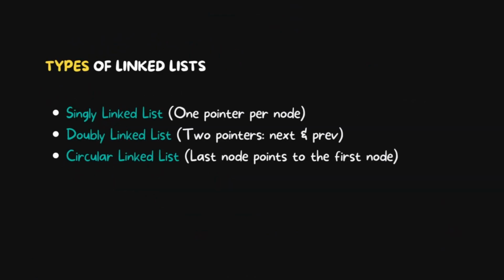There are three main types of linked list, each with different behaviors. The first one is the singly linked list. Each node points only to the next node in the sequence. The second one is the doubly linked list. Each node contains two pointers, one pointing to the next node and another pointing to the previous node. The third one is the circular linked list. The last node does not point to null. Instead, it connects back to the first node, forming a loop. Each type has its own use cases, which we will see later.